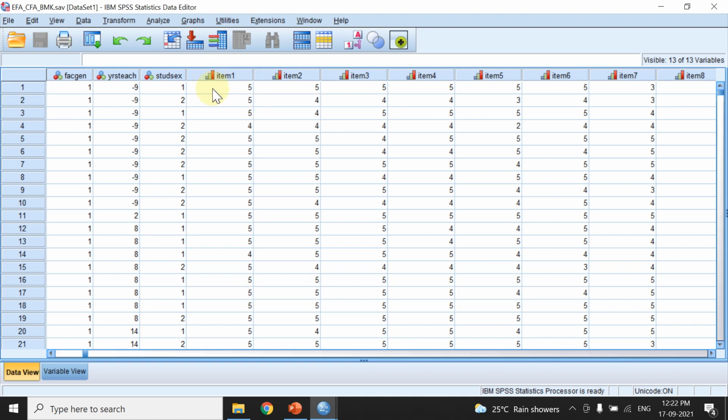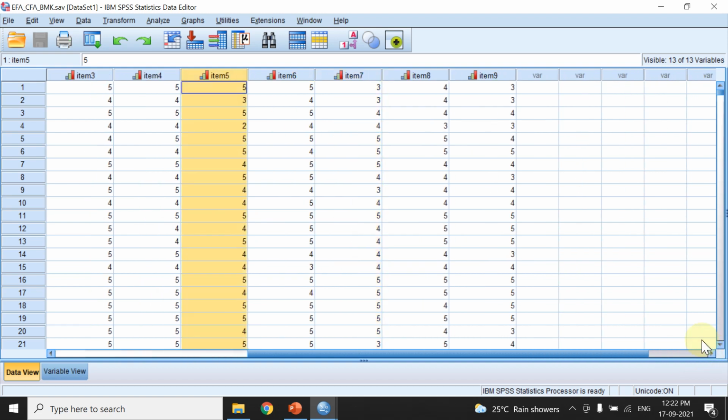This is actually a Likert scale where the students have been asked to rate the faculty from 1 to 5, and this rating is based on the Likert scale where the students agree or disagree with certain scale items, and so on and so forth. We have around 9 items here in total. Each student has given his or her response on those 9 items.